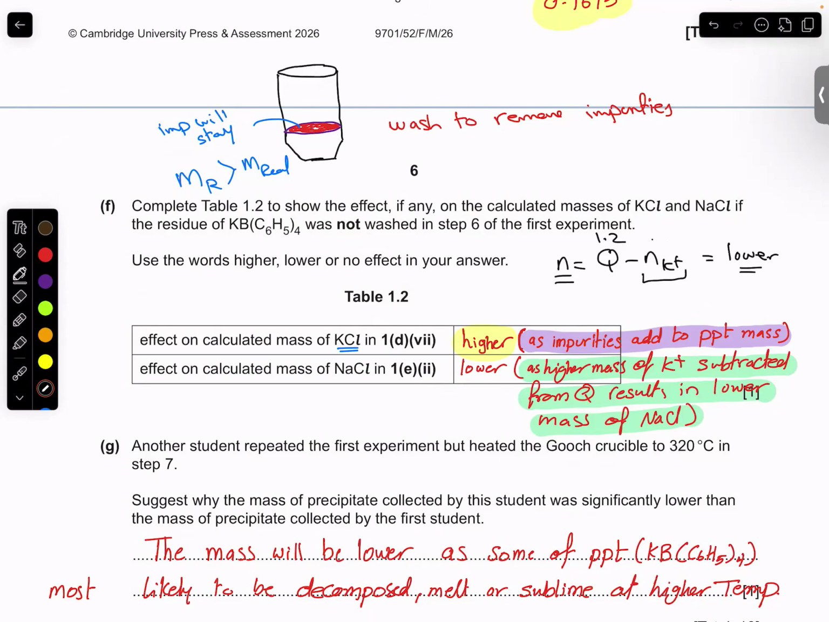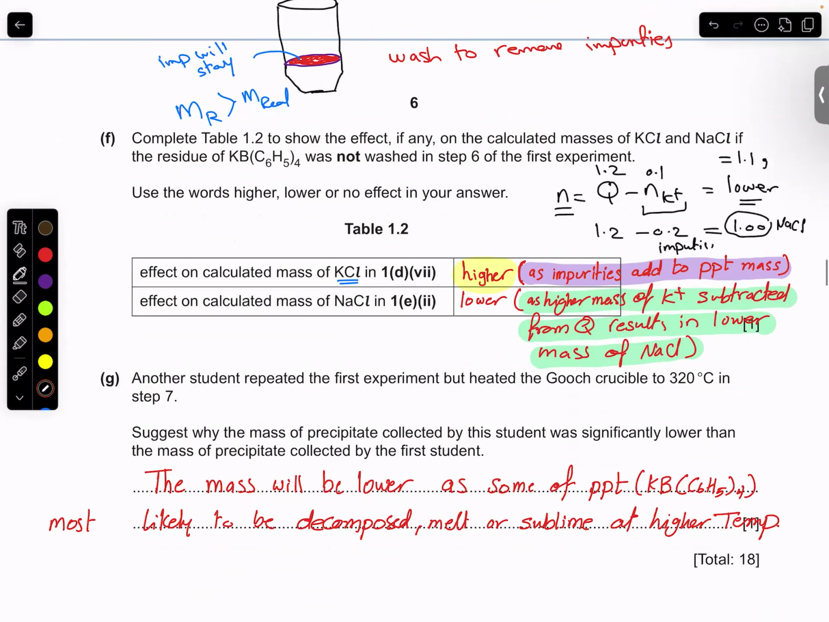For example, we got 0.1. So the number of moles of NaCl equals 1.1 grams. But if it has impurities, the impurities will increase the mass, right? So imagine that the mass with impurities becomes 0.2. So the number of moles of NaCl will become 1. So the amount of moles of NaCl will decrease if there are impurities in the sample. I hope it's clear. Okay.